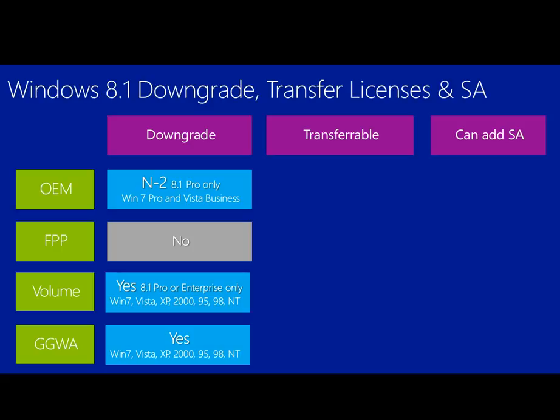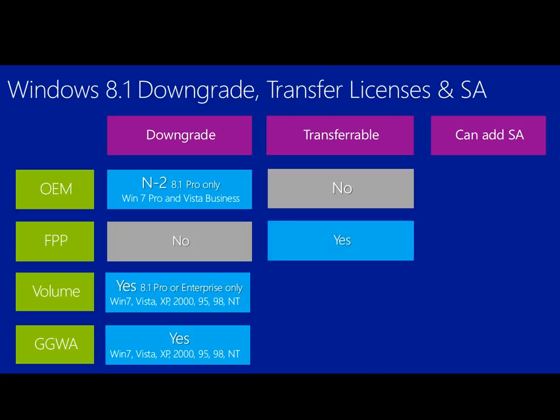Next, can you transfer an OEM license? I guess most of us would know the answer. No. Again, an OEM license dies with the machine. When you say it dies with the machine, it's actually on the motherboard. Remember, the product key of OEM is embedded in the BIOS, on the motherboard. FPP is the only license that is transferable. So if you have an FPP, yes, you can transfer the license to a different machine.